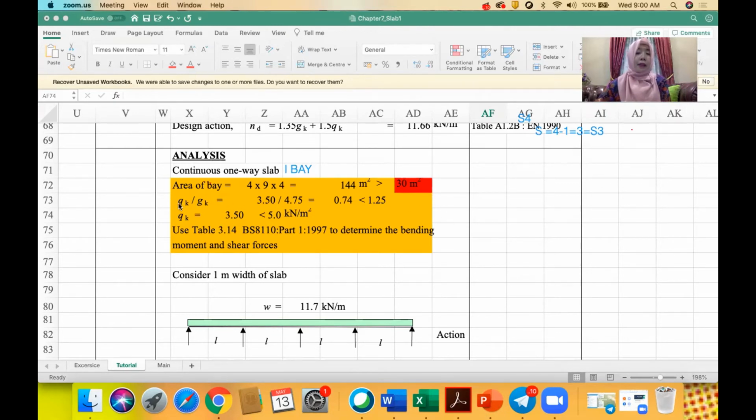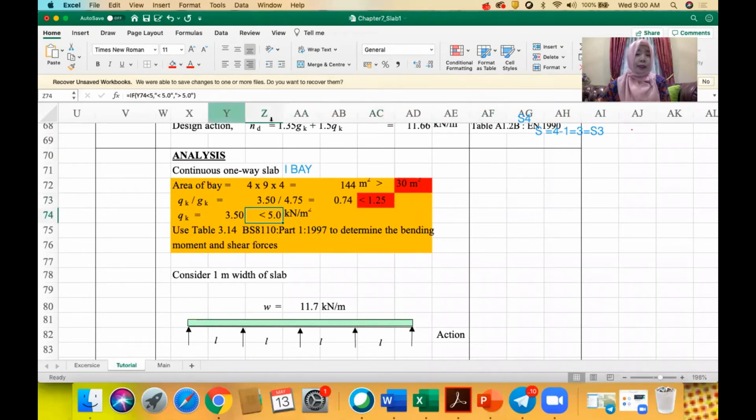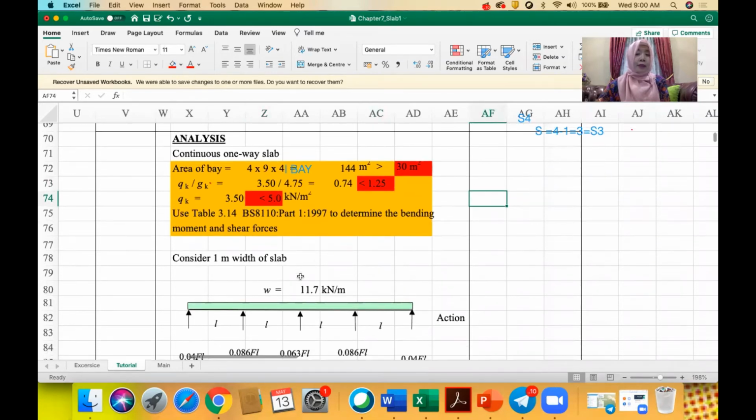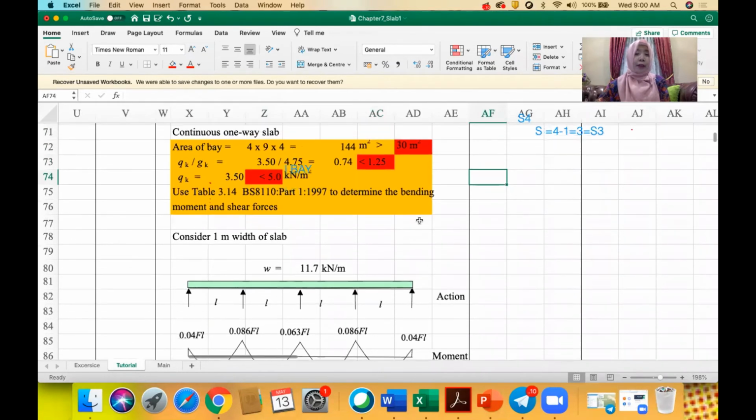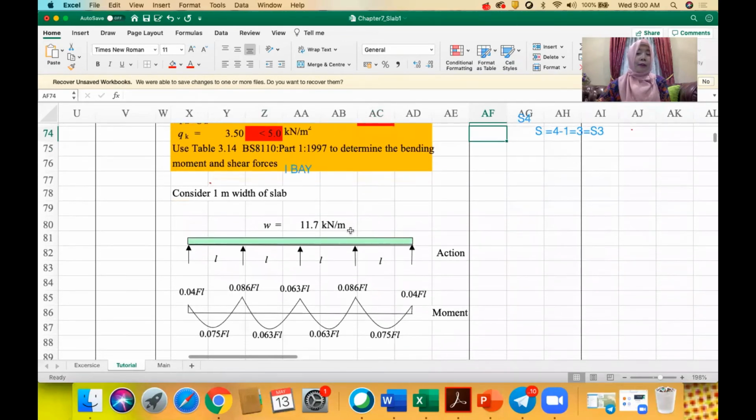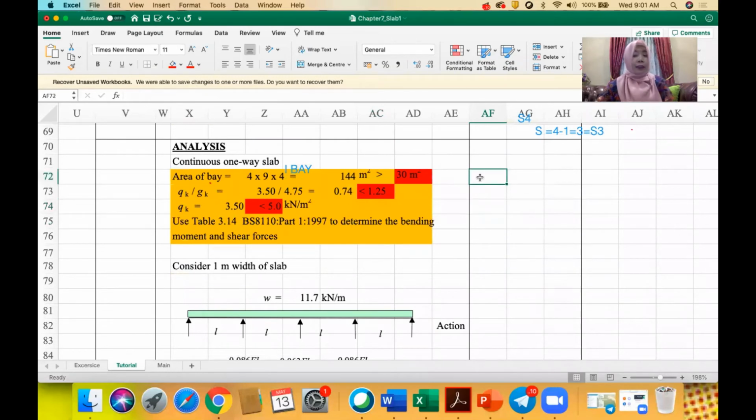Okay. QK over GK must be less than 1.25. This is also another requirement from the BS, and the last one is 5.0 here. Your QK must be less than 5. So in addition to the nearly equal span, if one of the conditions is not fulfilled, then you cannot use Table 3.5 just now.